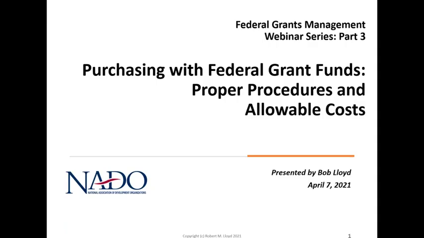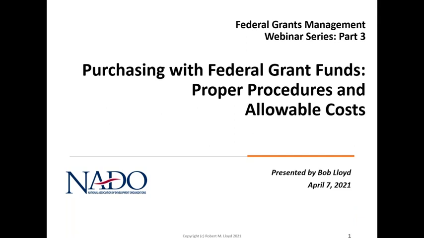These are part of a larger set of rules known colloquially as the Super Circular. The Office of Management and Budget refers to it as the Uniform Guidance, and the official title is Uniform Administrative Requirements, Cost Principles, and Audit Requirements. Within that larger set of regulations, there are several what are called system standards, and the procurement area, or purchasing area, is one of that set of system standards.